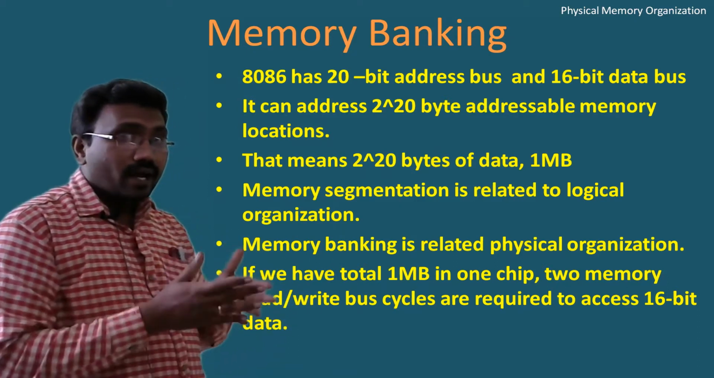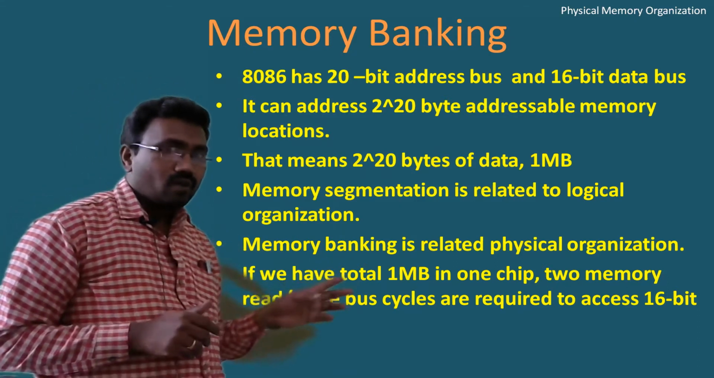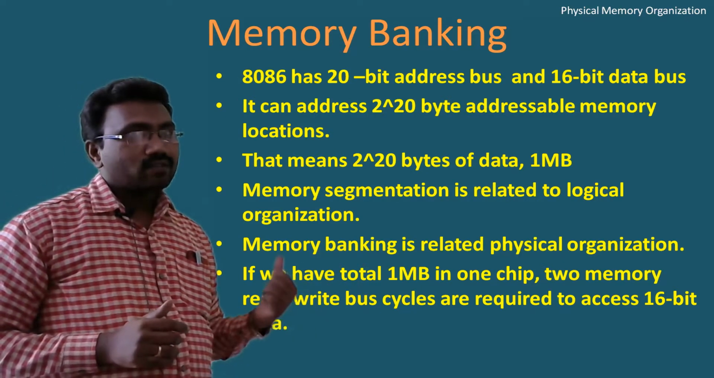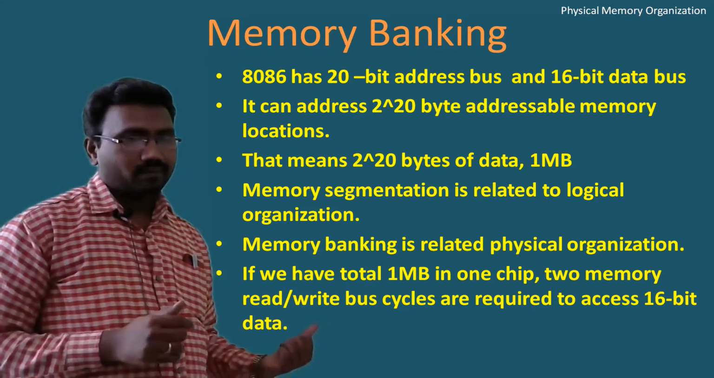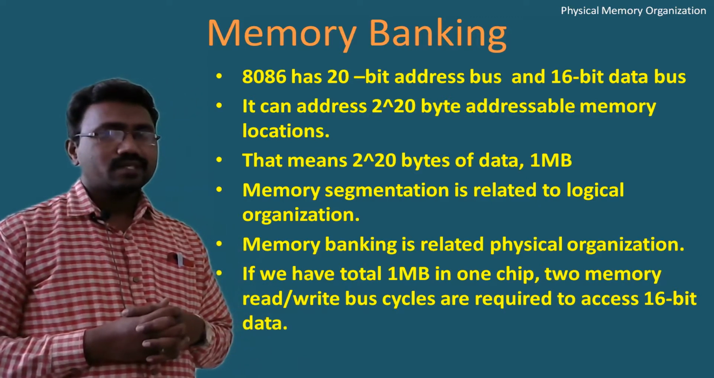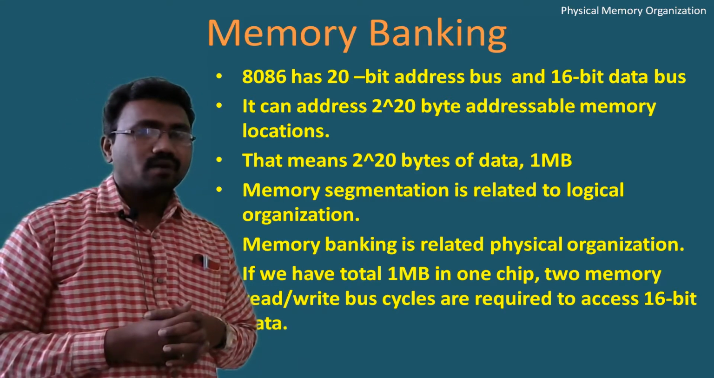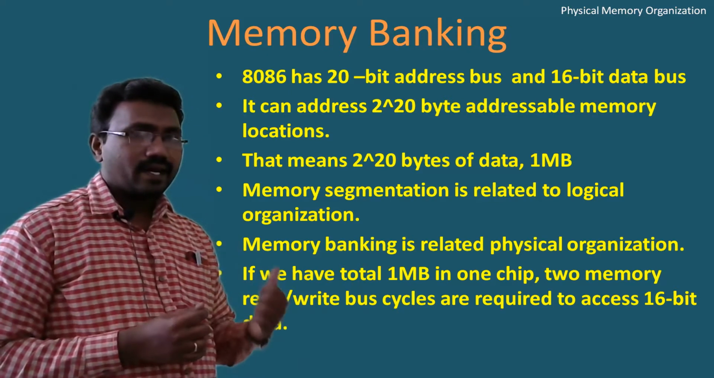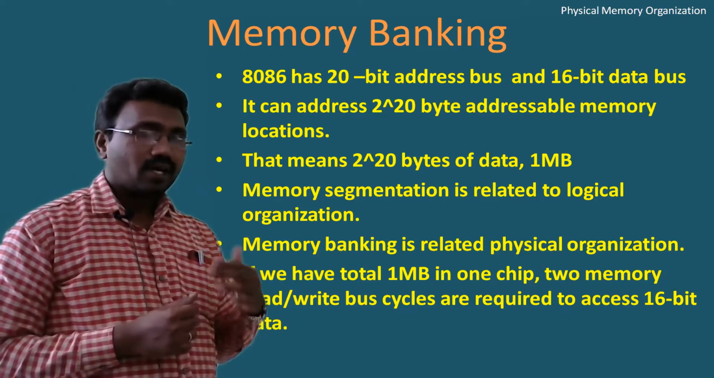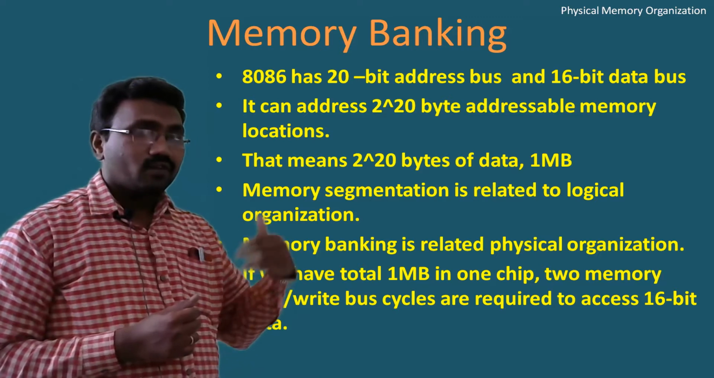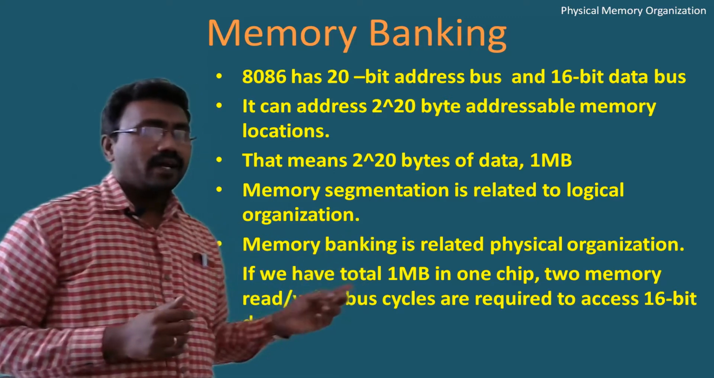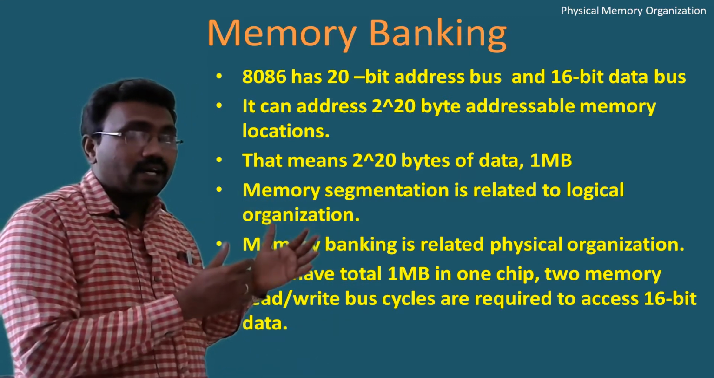So what is the need of memory banking? We'll see. First of all, if you have a total 1 MB on one chip, two memory read/write bus cycles are required to access 16-bit data. Whereas 8086 is a 16-bit processor. The data bus width is 16. It can handle 16 bits of data at a time. That means the processor can read 16 bits of data from the memory, and also it can write 16 bits of data into the memory. There are 16 data lines between processor and memory.